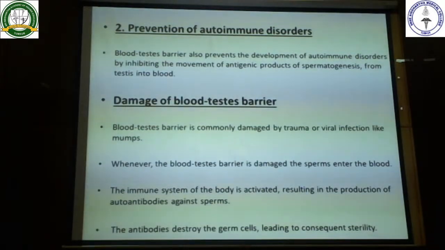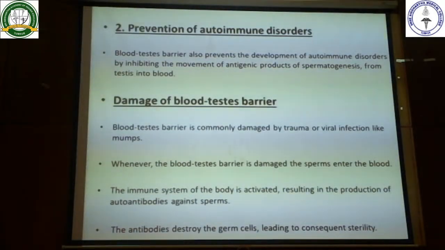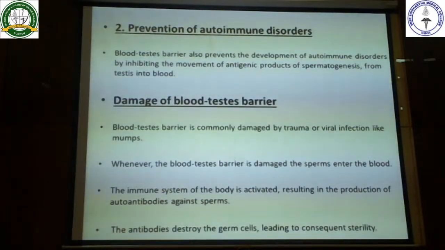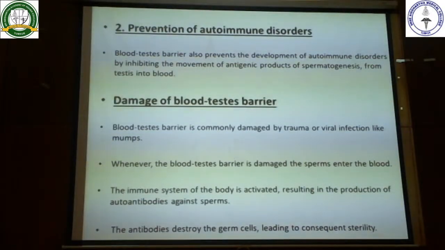And as these antibodies are produced against the body's own cells, these are called autoantibodies. These autoantibodies are developed against the sperms, which are considered antigens by the body. And what these antibodies will do is destroy not only those sperms, but at the same time they go and attack the spermatogenic cells or the germ cells which are present in the seminiferous tubules, and as a result there will be sterility. Hence, this is one of the side effects of mumps.